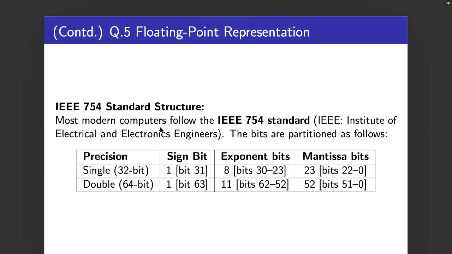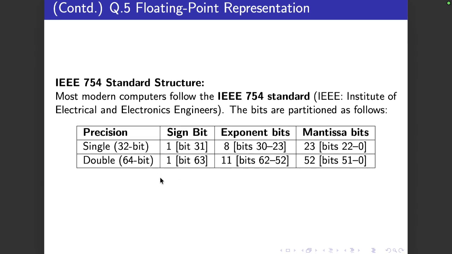And the IEEE 754 standard structure: most modern computers follow the IEEE 754 standard, from the Institute of Electrical and Electronics Engineers. The bits are partitioned as follows. Normally we use 32 bits, single precision. The leftmost bit is the sign bit, the next 8 bits are the exponent, and the mantissa is 23 bits. Normally we use single precision, that is the 32-bit floating point representation.